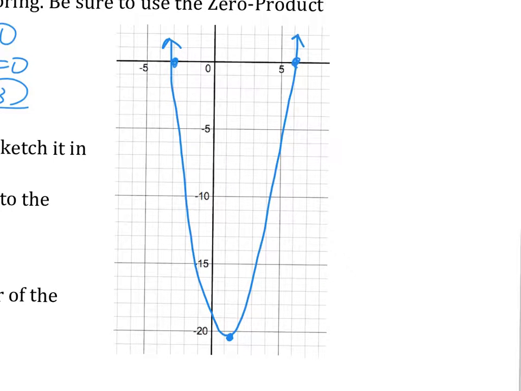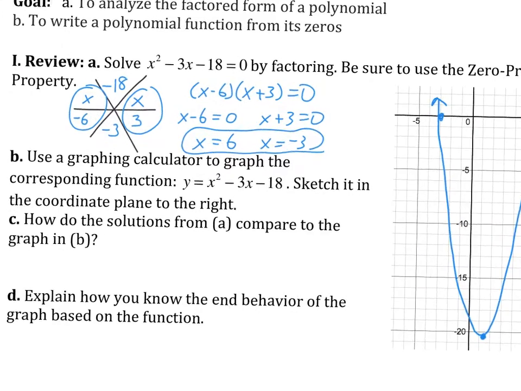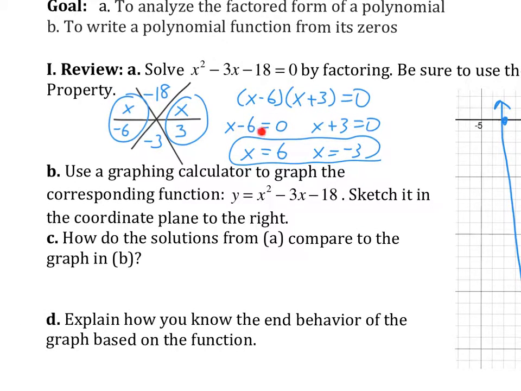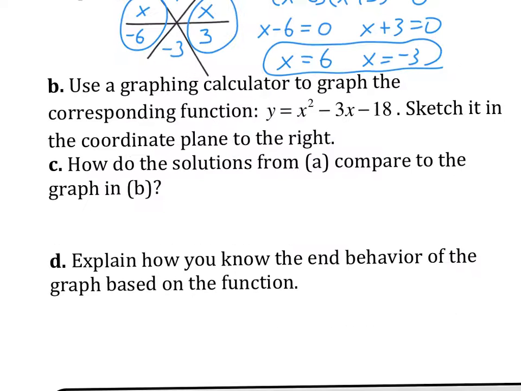Next question says, how do the solutions here relate to what you graphed over there? Good. The solutions are the x-intercepts.